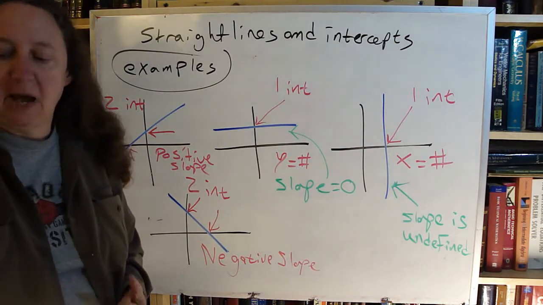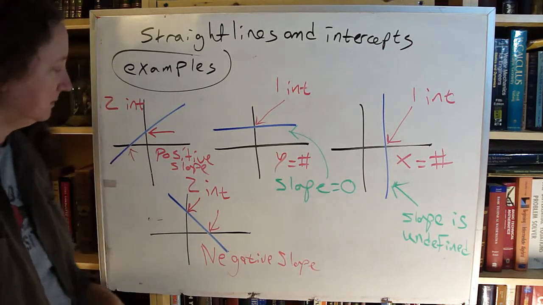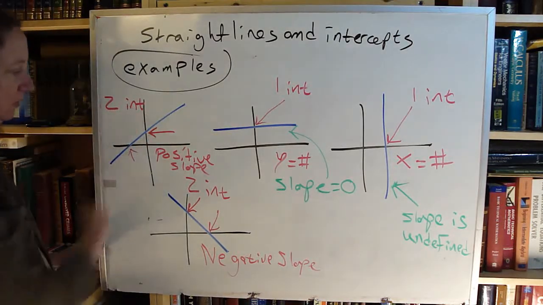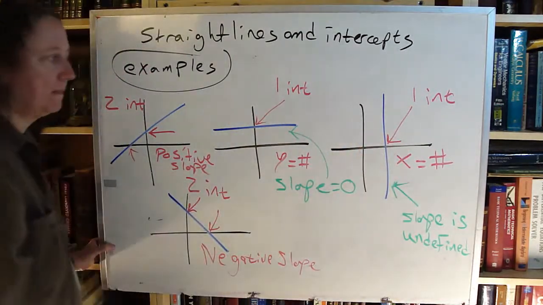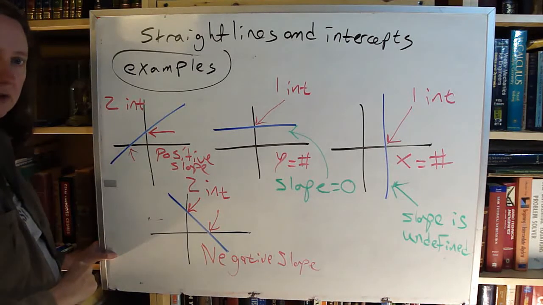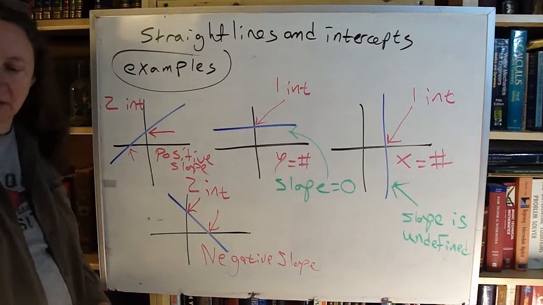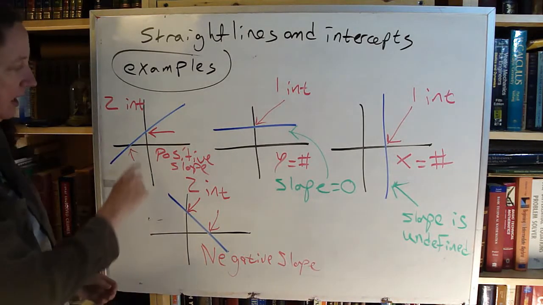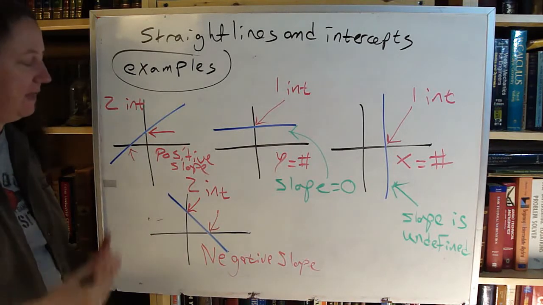What is the maximum number of intercepts a straight line can have? Here we had 2, here we had 2, here we have 1, there we have 1. 2. That's the biggest number there. That's the maximum number of intercepts we can have. It has one y-intercept and one x-intercept, and that is it.